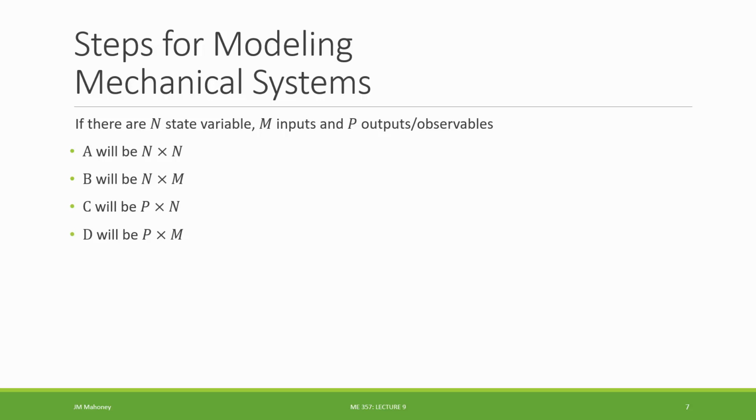So again, we can identify how many state variables we have. That's the size of the x vector we create. How many inputs we have. That's the size of the u vector. And how many outputs or observables we have. That's the size of the y vector. So we can get n, m, and p and ensure that all of the matrices are sized appropriately.